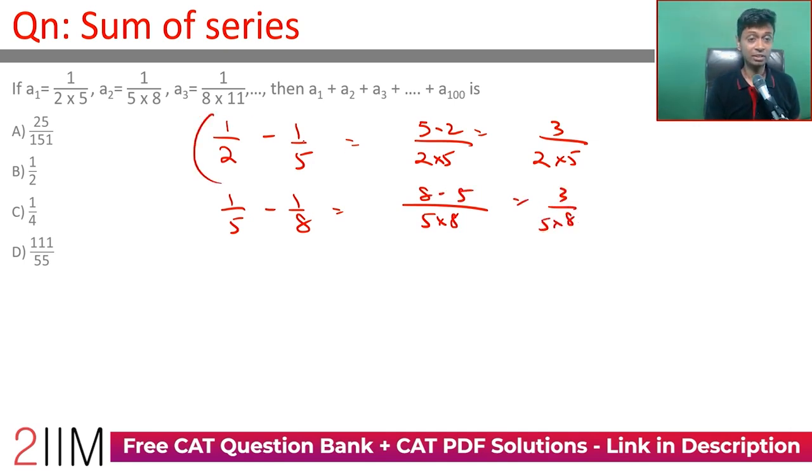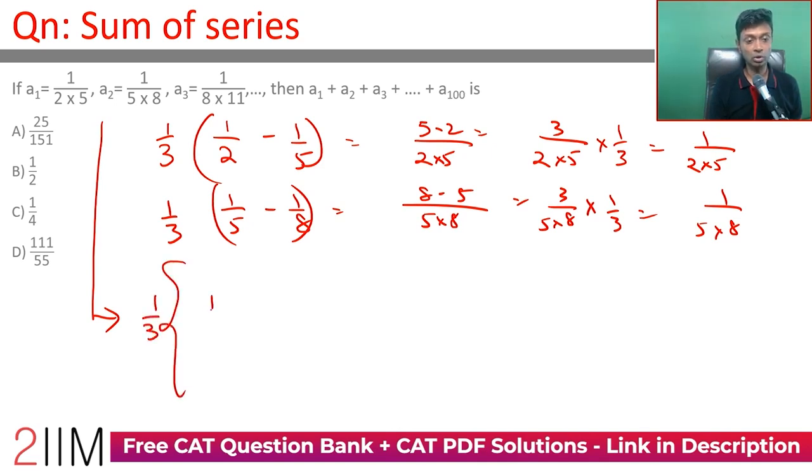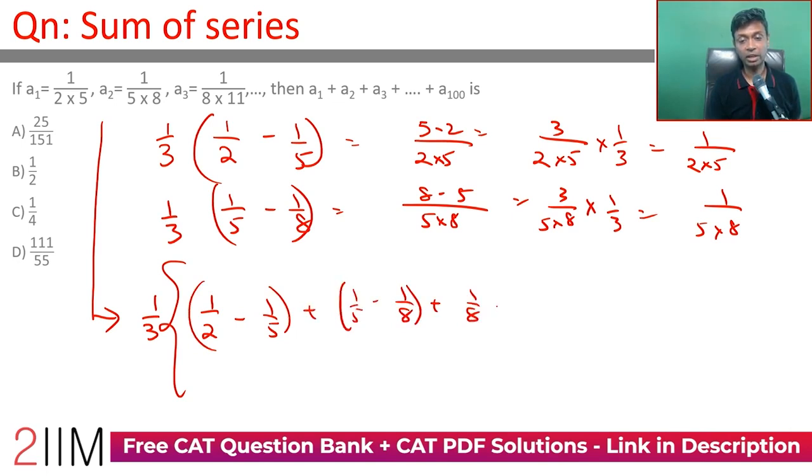Or imagine this like this. 1/3 of this will be 1 by 2 into 5. 1/3 of this will be 1 by 5 into 8. Or this giant expression can be written as 1/3 whole of 1 by 2 minus 1 by 5 plus 1 by 5 minus 1 by 8 plus 1 by 8 minus 1 by 11 all the way to 1 by 299 minus 1 by 302.